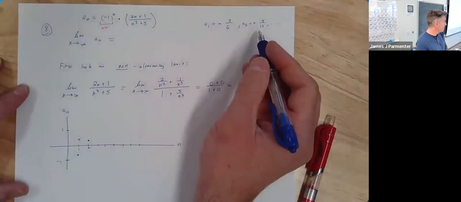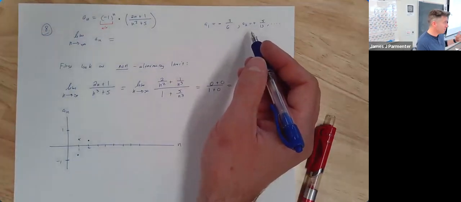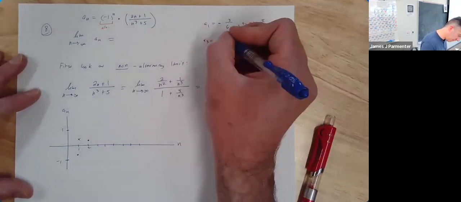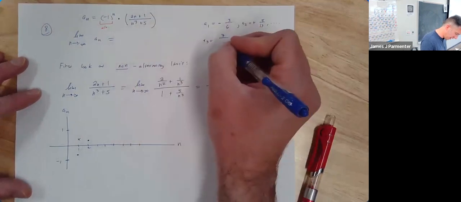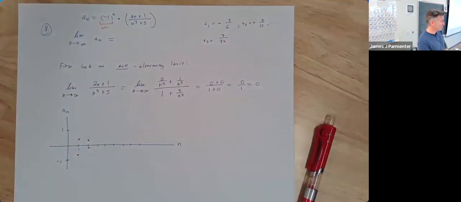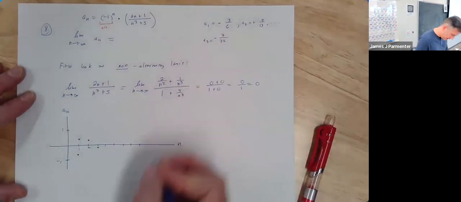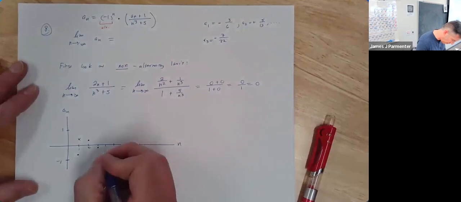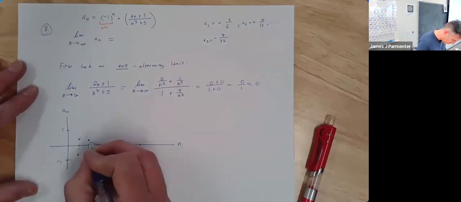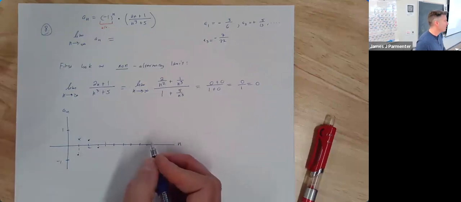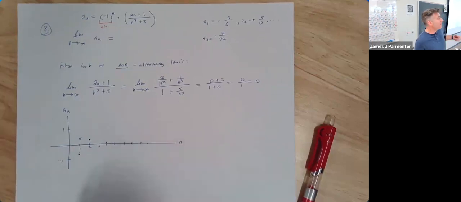And then when we plug in 3, it's going to be even smaller. It's going to be negative, but smaller, right? Because a sub 3 is 6 plus 1 is 7, and 3 cubed is 27 plus 5 is 32. 7 over 32 is less than a quarter, but it's negative. And then when we plug in 4, it's going to be even smaller, but positive. So we're bouncing back and forth between positive and negative, but we're getting closer and closer. We're zeroing in on 0. So if the limit of the non-alternating part is 0, then the overall limit of the sequence is 0.